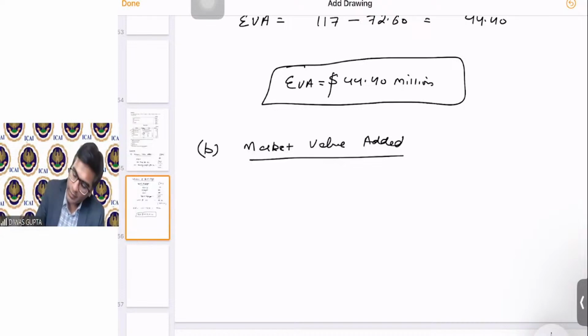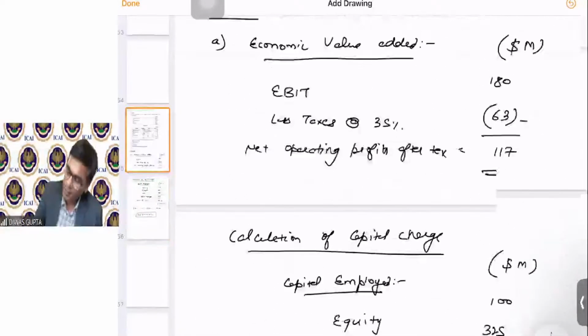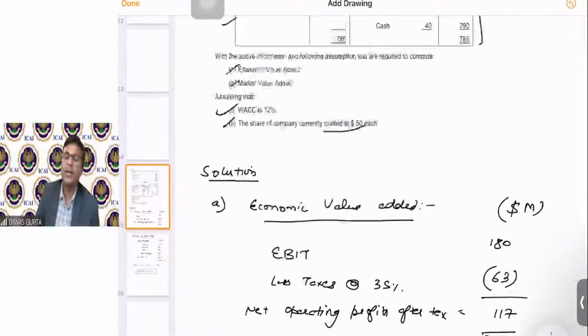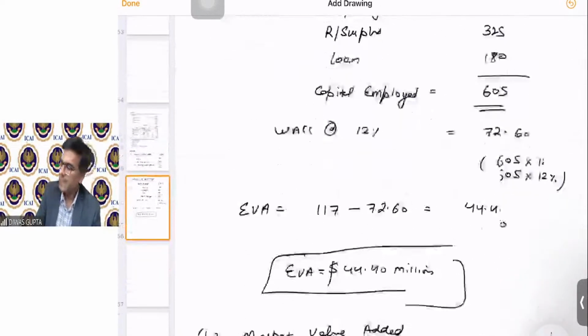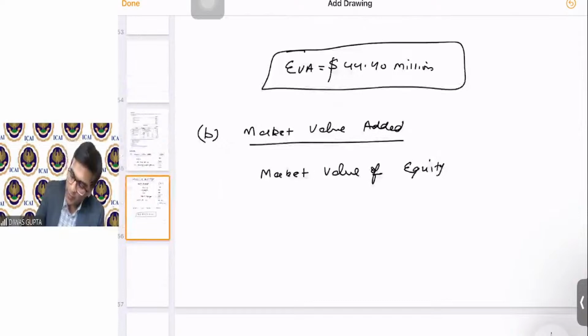Now, for market value added, we first have to compute the market value of equity, right? Somewhere in the question, it was given that the share of the company is currently traded at $50 and there are 10 million shares. So can we calculate the market value basis this? Yes. So 10 million shares multiplied by $50 per share.